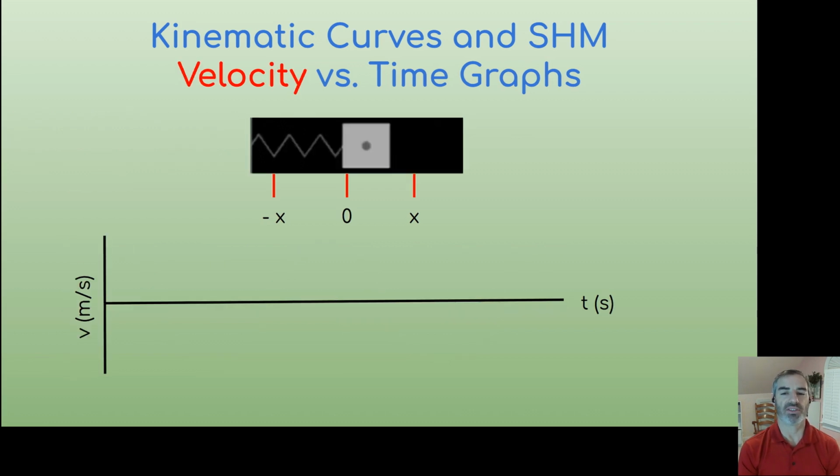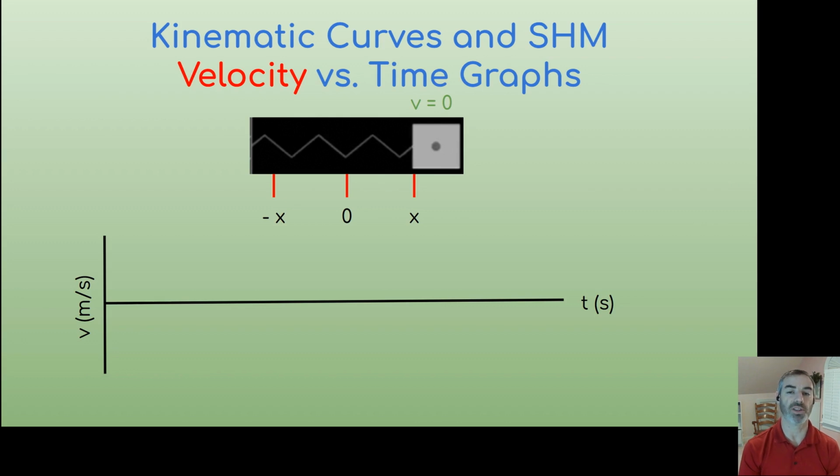Now let's look at a velocity-time graph using the same position. When we stretch the spring out to its max, that's the point where it doesn't have a velocity because it's changing direction. Much like a ball being tossed in the air at the highest point, it doesn't have a velocity because it's changing direction. So that means at this point, we're going to plot a point for 0 on our velocity-time graph.